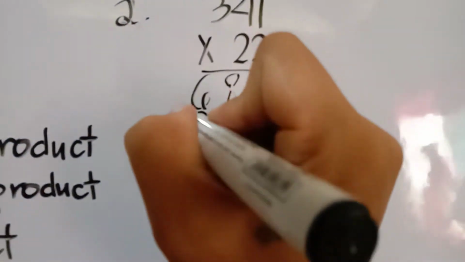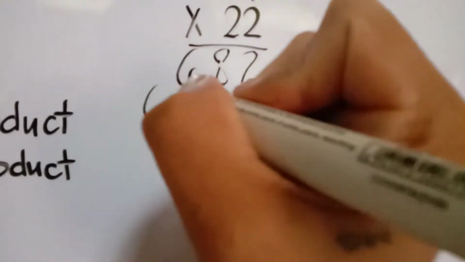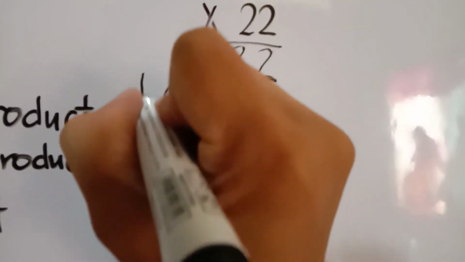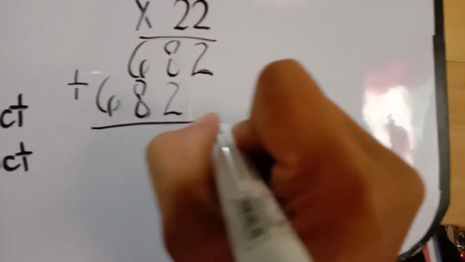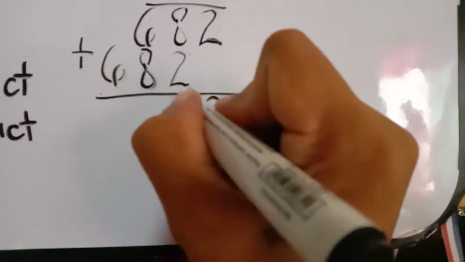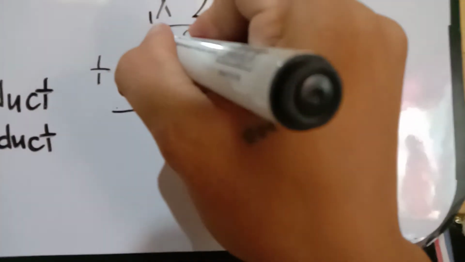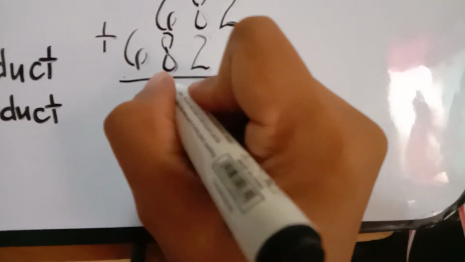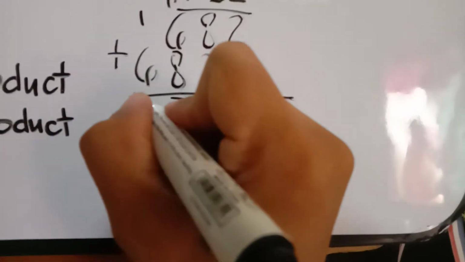2 times 3, that is equal to 6. Okay, so we are now going to get the final product. By adding the two numbers, bring down 2. 8 plus 2, that is 10, regroup 1. 8 plus 6, that is 14, plus 1, that is 15. Then regroup 1, 6 plus 1 is equal to 7.